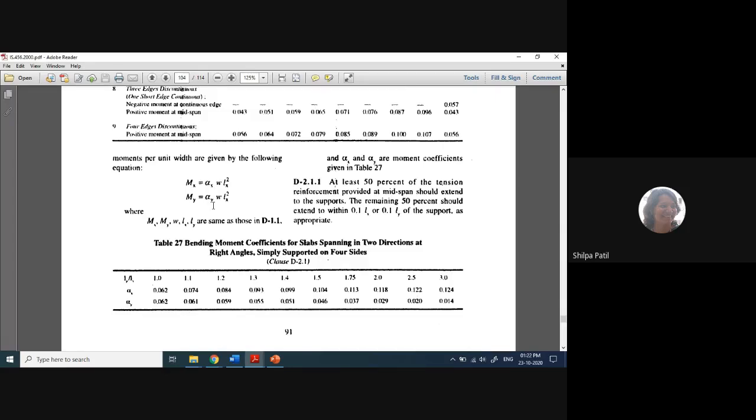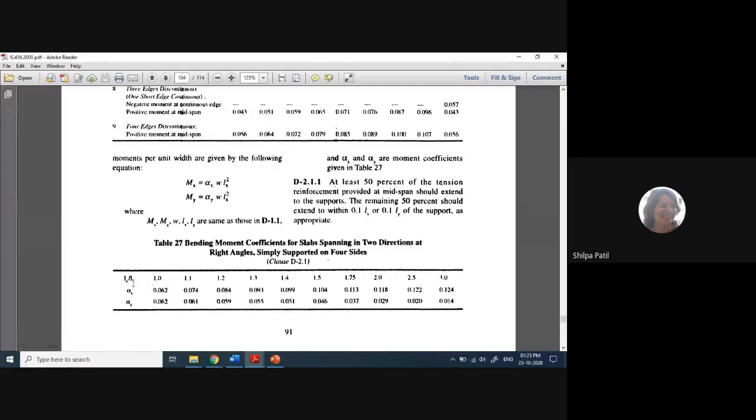Now alpha x, alpha y, these are nothing but the bending moment coefficients, and these are given here as bending moment coefficients for slabs spanning in two directions at right angles, simply supported on four sides, in the case when the corners are allowed to lift freely. Okay. So alpha x and alpha y. These coefficients are dependent on the ratio of longer span to shorter span. So Ly by Lx we have to find out first, and depending upon the given value of Ly by Lx, the alpha x and alpha y values are given.